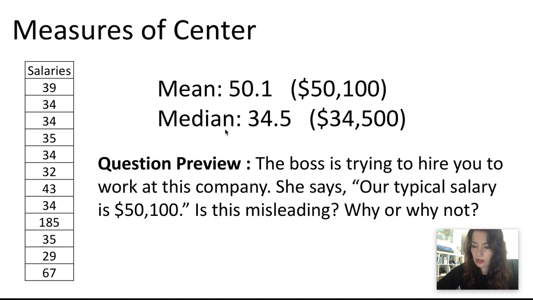Anytime your data is skewed right or left, you want to always use the median, and I will make a separate video for that as well. So if you wanted to answer this question, then obviously it would be misleading to use the mean for salaries. You would always want to use the median, because the median is always the number in the middle.